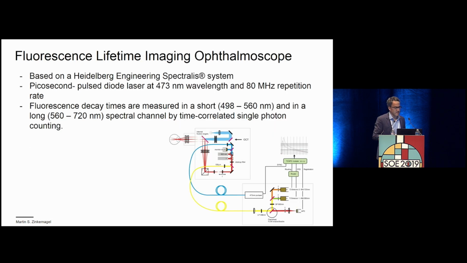Now, just to sum it up, this fluorescence lifetime imaging ophthalmoscope is based on a Heidelberg Engineering Spectralis system. It uses a picosecond pulse diode laser. It needs to have a certain interval between the pulses, otherwise you get bleaching into the next pixel. And it uses a 473 nanometer laser with 80 megahertz repetition rate. The lifetimes are measured in two spectral channels. So there's a short spectral channel and a long spectral channel.